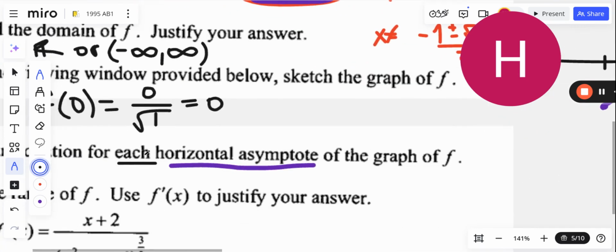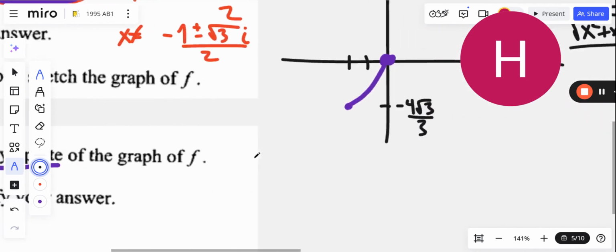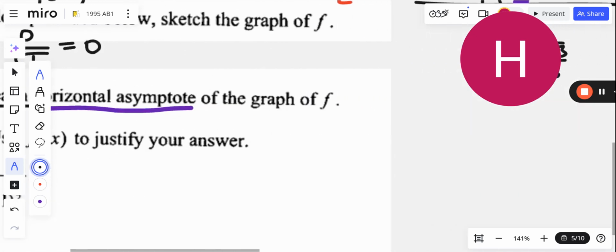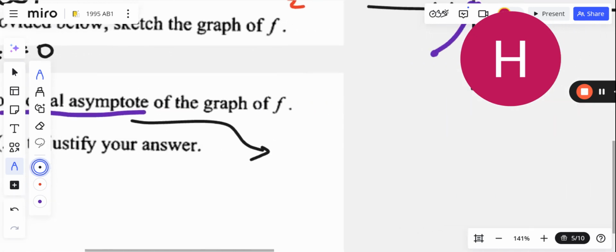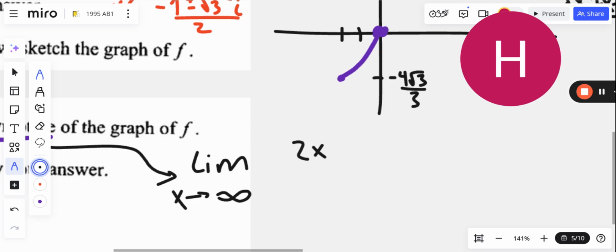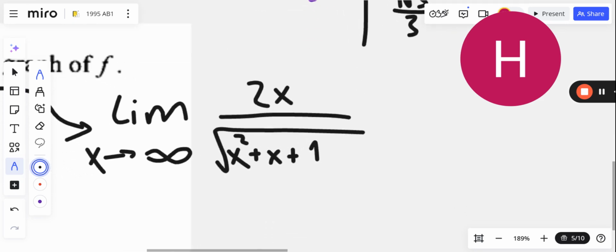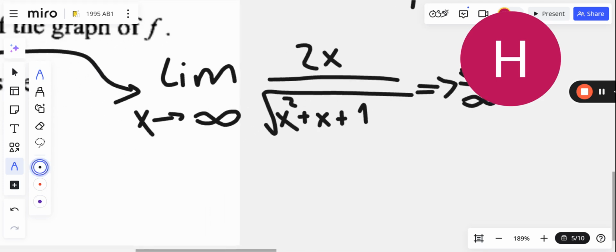Let's talk about the horizontal asymptotes, and it'll give us some information about the graph. So the horizontal asymptote is equivalent to looking at the limits as x goes to positive or negative infinity. So first let's look at the limit as x goes to infinity of 2x over the square root of x squared plus x plus 1. And of course, if we try to plug this in, it goes to infinity over infinity, which is undefined, so we're going to have to work with this a little bit.